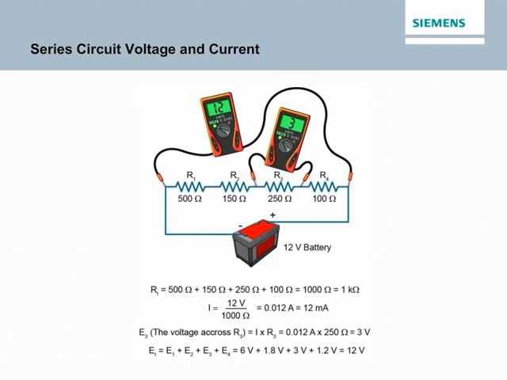The voltage measured across each resistor can be calculated using Ohm's law. The voltage across a resistor is often referred to as a voltage drop. The sum of the voltage drops across each resistor is equal to the source voltage. The accompanying illustration shows two voltmeters, one measuring total voltage and one measuring the voltage across R3. Note that you can calculate the voltage across R3 by multiplying the current, 12 milliamps, by the resistance, 250 ohms. The result is 3 volts.